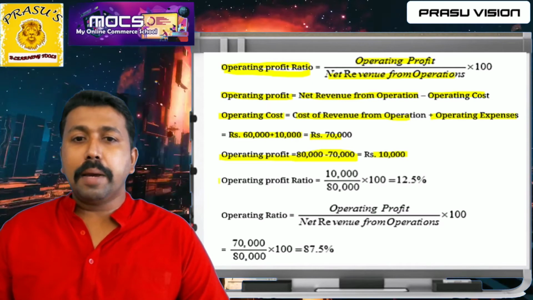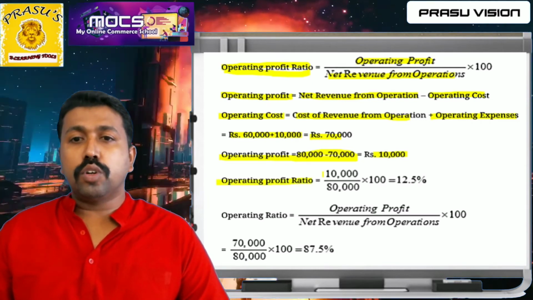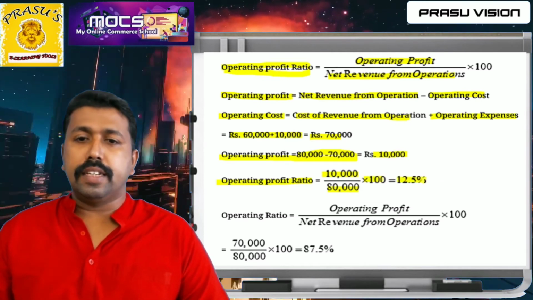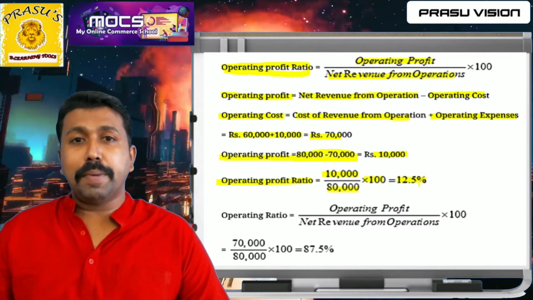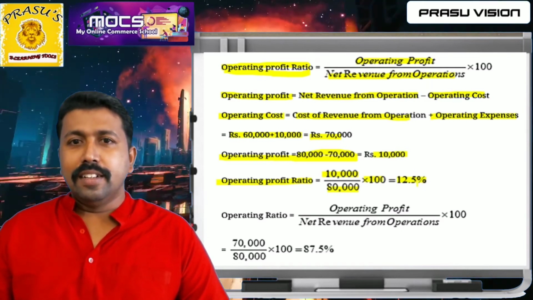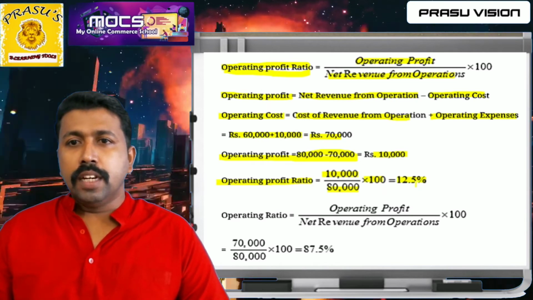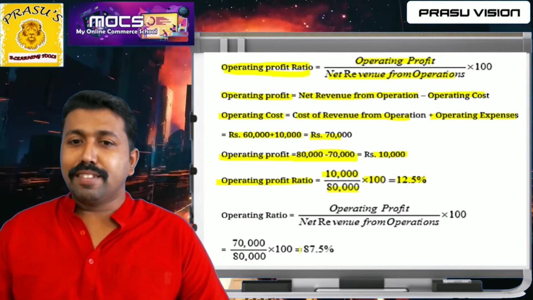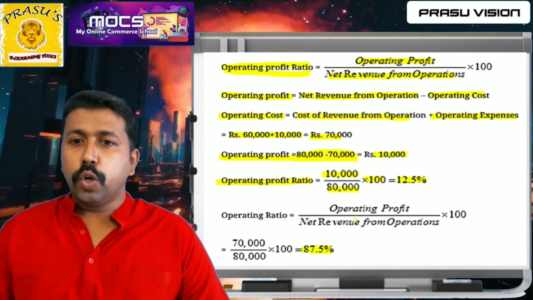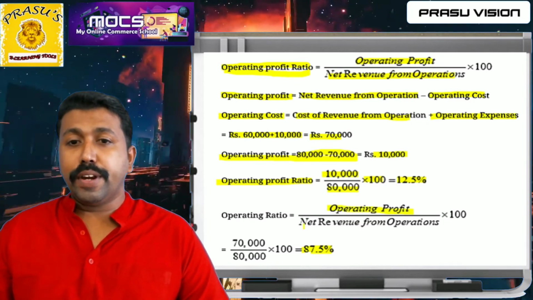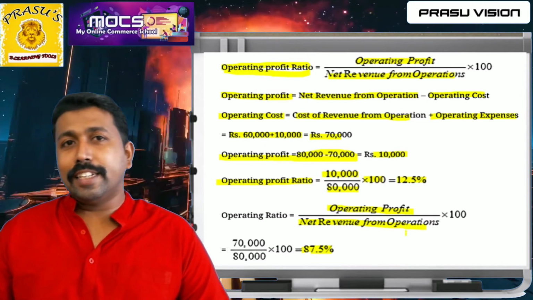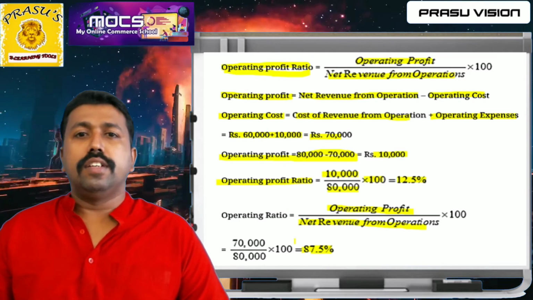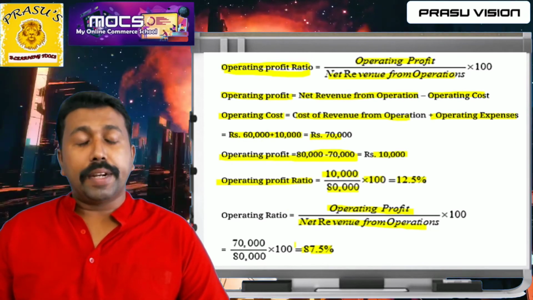After that, we can directly apply the equation. Operating profit ratio is equal to 10,000 divided by 80,000 into 100. We will get 12.5%. When we calculate the operating ratio separately, using the equation 100 minus 12.5, we will get 87.5%. Or using the equation 70,000 by 80,000 into 100, we can also find the value of the operating ratio.